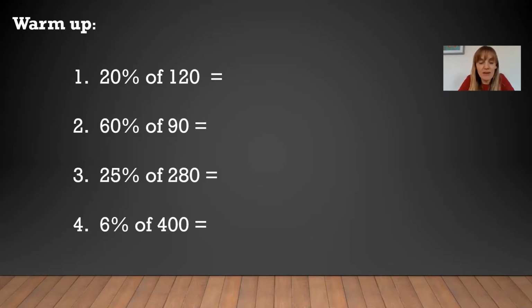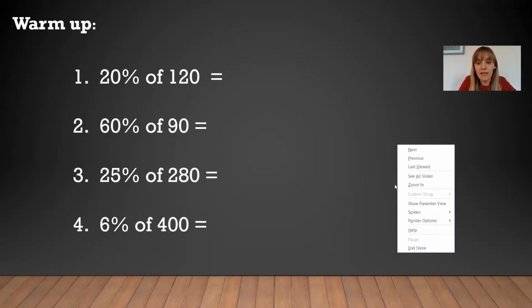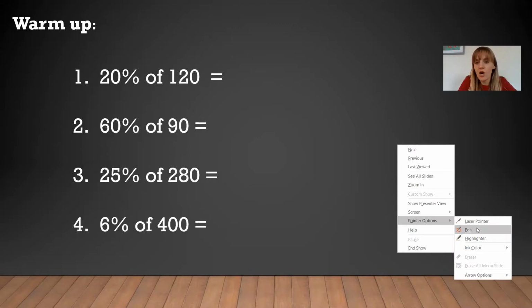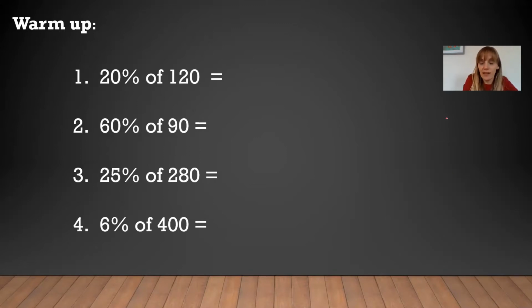Okay, so let's have a look at how we've calculated these then. For number 1, when we're calculating 20% of 120, like I said at the beginning, we think about what is 10% of 120. So 10% is 120 divided by 10, which would give us an answer of 12. To find 20%, we multiply that by 2 to get an answer of 24.